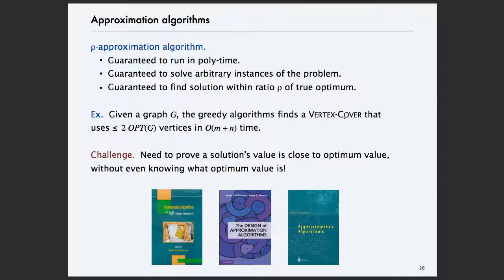Let's talk about the other really cool thing, which is approximation algorithms. A rho approximation algorithm is guaranteed to run in polynomial time, guaranteed to solve arbitrary instances of the problem, and guaranteed to find a solution within a ratio rho of the true optimum. So we are not going to find the right one, but we are going to get close. For some problems, that is really cool.